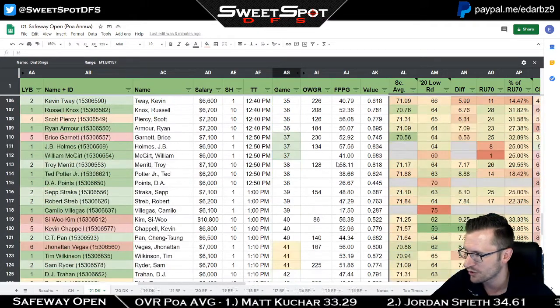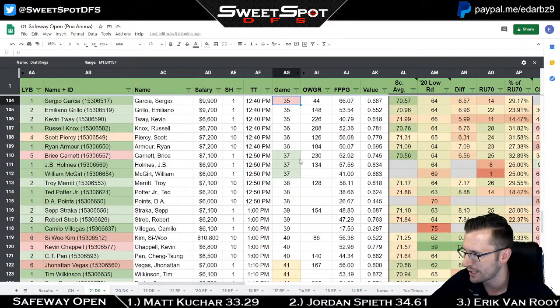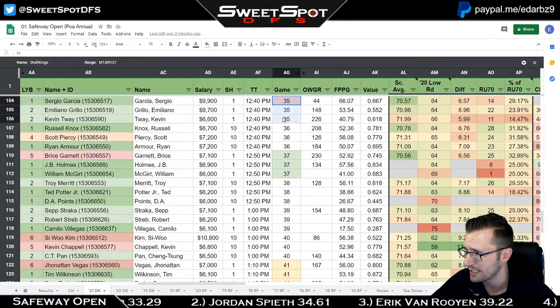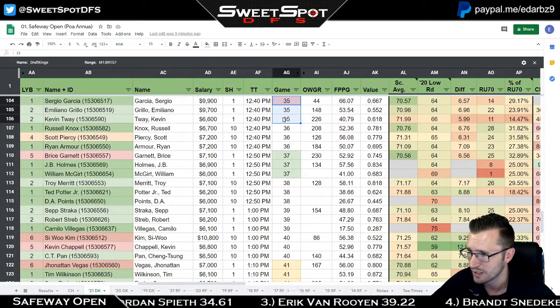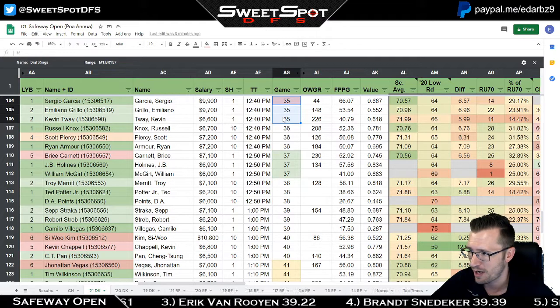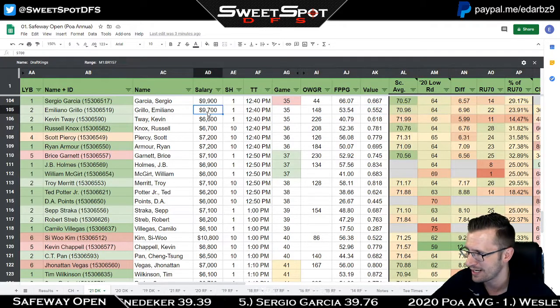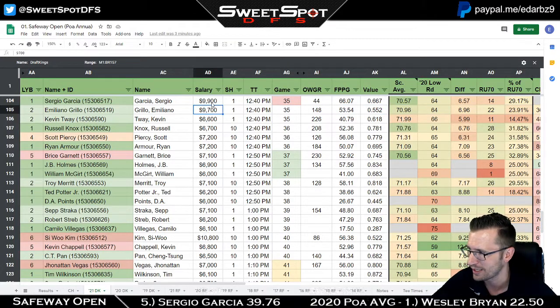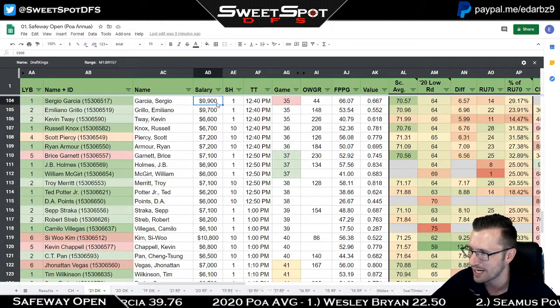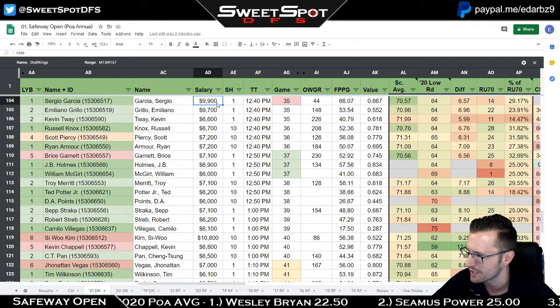Going down here, Sergio was someone I wanted to point out. I don't really so much like the group that he's in with Tway and Grillo. Tway's just been playing some awful golf in 2020. Grillo is manageable, but not at 9,700. I would never play Grillo at 9,700. Sergio is worth the consideration.